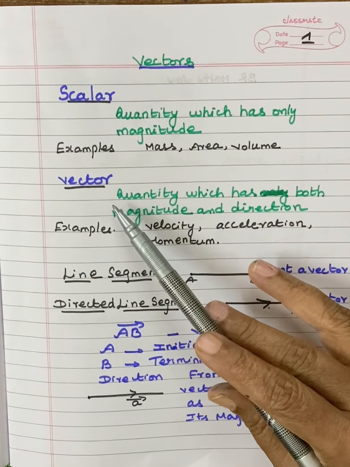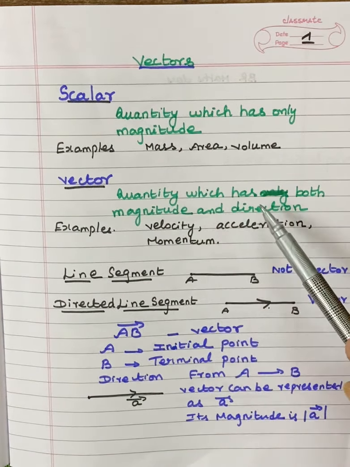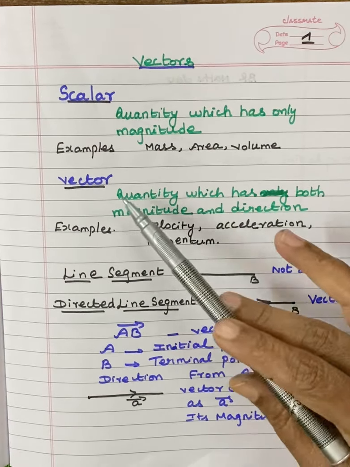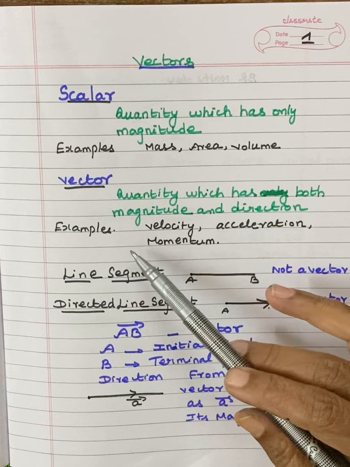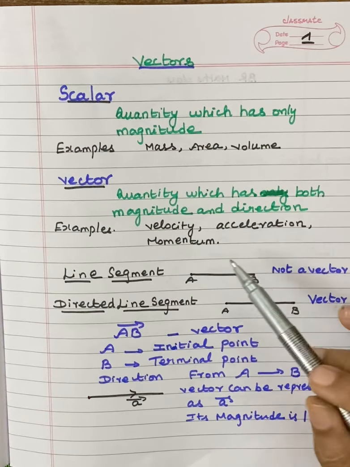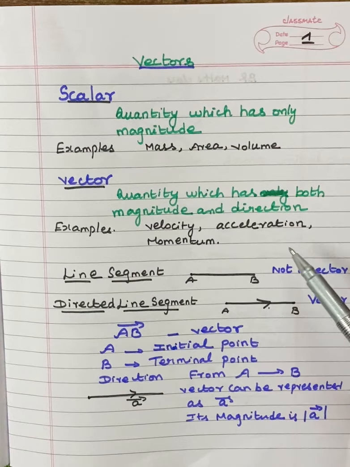Vector. A quantity which has both magnitude and direction is called vector. Example, velocity, acceleration, momentum, and so on.